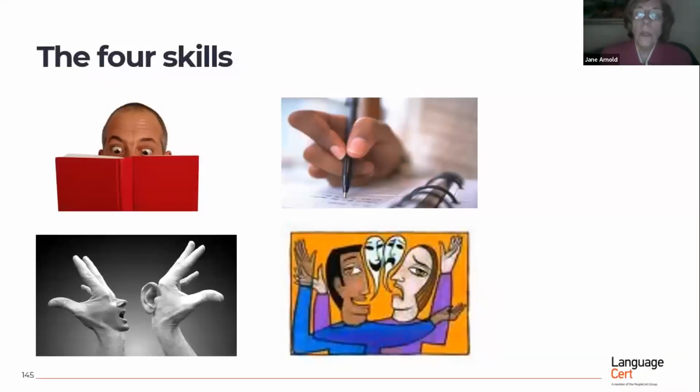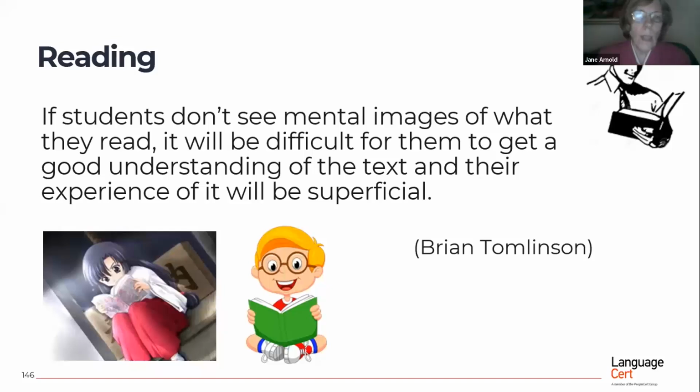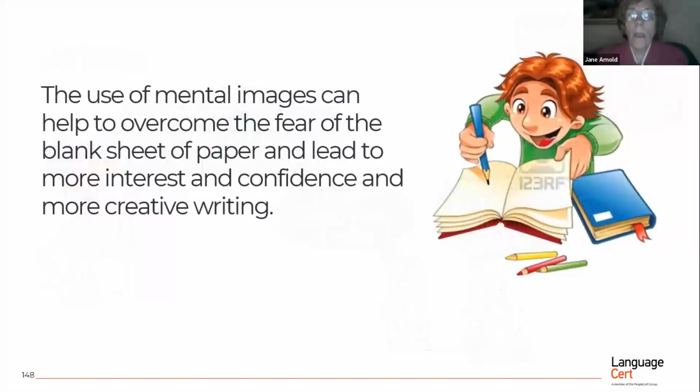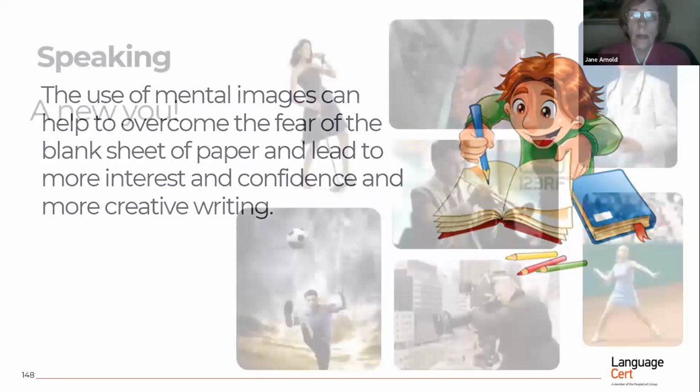Okay, now with the 4 skills, we can also work with mental images. Brian Tomlinson tells us, if students don't see mental images of what they read, it will be difficult for them to get a good understanding of the text, and their experience of it will be superficial. When writing, sometimes a teacher may say, take a piece of paper and write a text, but the reactions might be, I don't know what to write. The blank sheet of paper scares me. But if we work with mental images first to give them some ideas about things to write, the use of mental images can help to overcome the fear of the blank sheet of paper and lead to more interest and confidence and more creative writing.